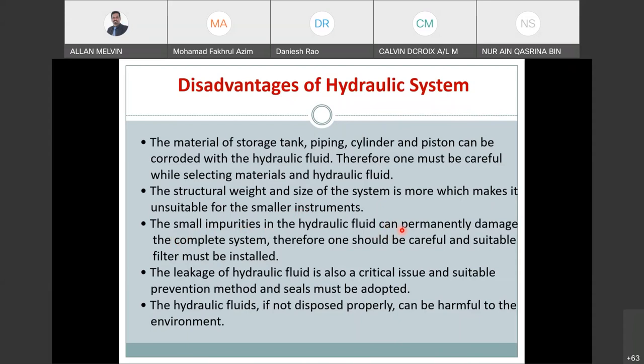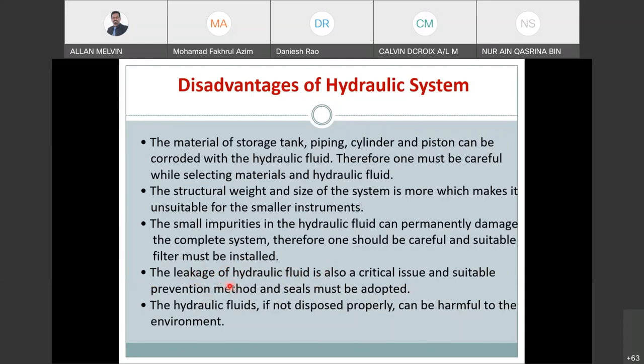Therefore, one should be careful and a suitable filter must be installed. Small impurities, meaning a small metal piece or small particles in the hydraulic fluid, can cause damage to the system. So you need to filter it efficiently. That's one important rule. A leakage of hydraulic fluid is also a critical issue, and suitable prevention method and seal must be adopted. If the hydraulic oil is toxic, it can cause a lot of damage to humans, animals, plants, and also the environment. So you need to manage the leakage properly.